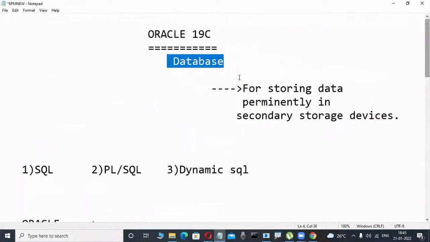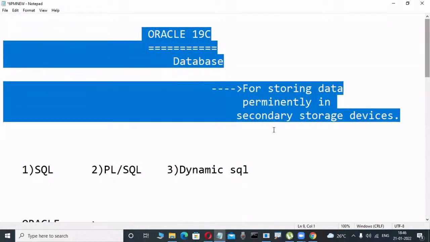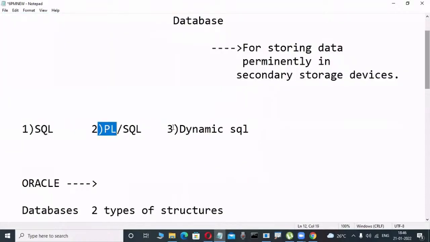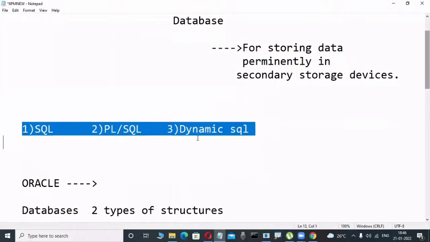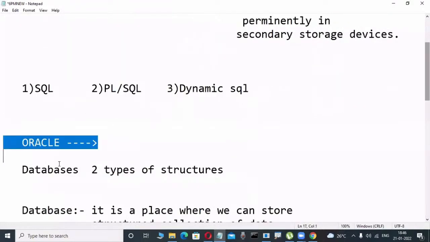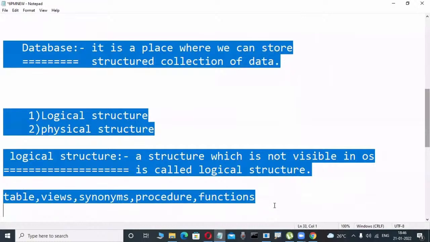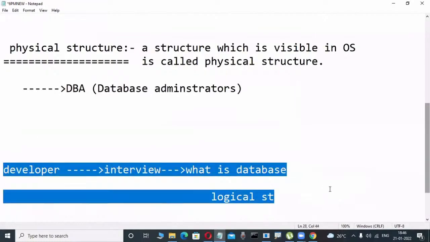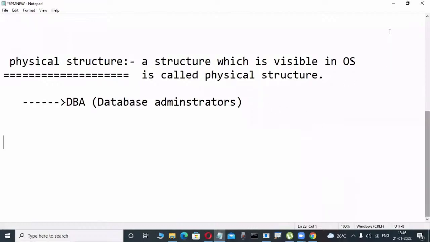What is the purpose of databases? Not only storing data permanently, but also efficiently retrieving and fetching data from some place. To operate this Oracle software, we use SQL, PLSQL, and dynamic SQL languages. In any Oracle course, these three things are taught. That is a very small thing I am telling. Okay, fine.